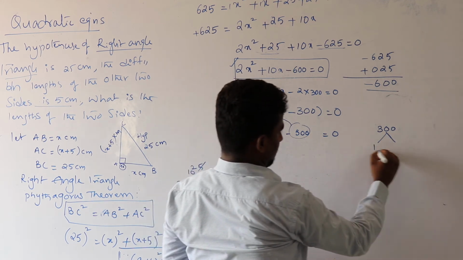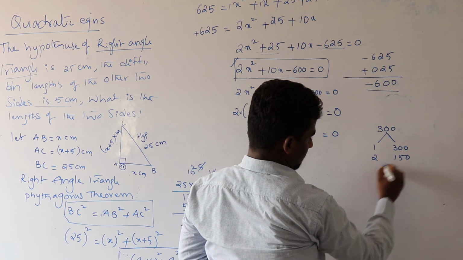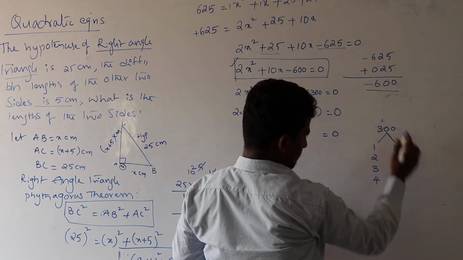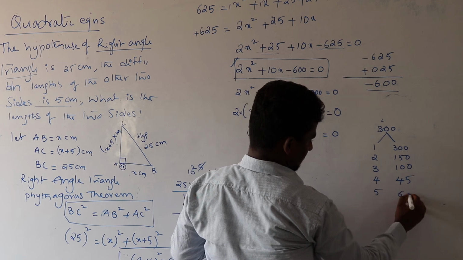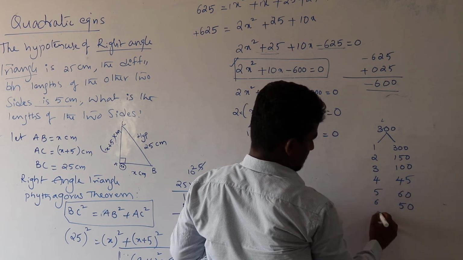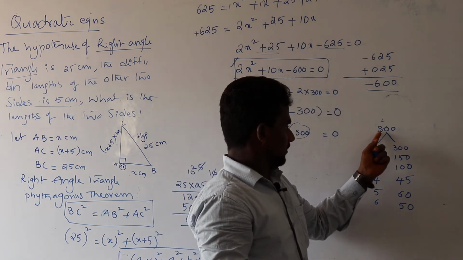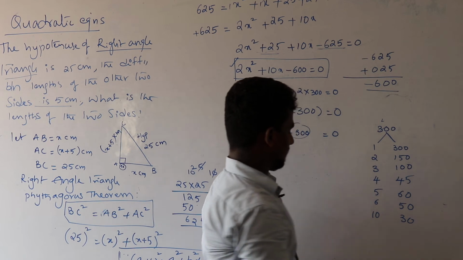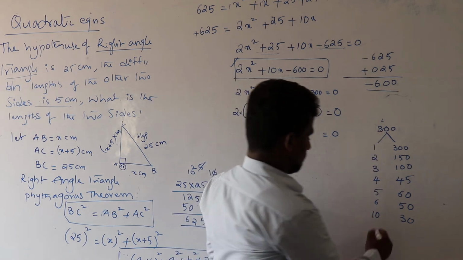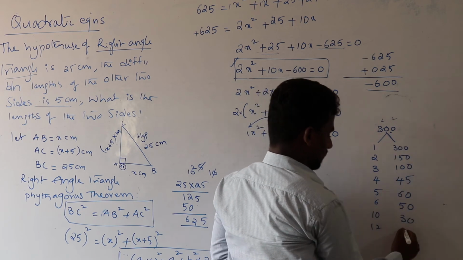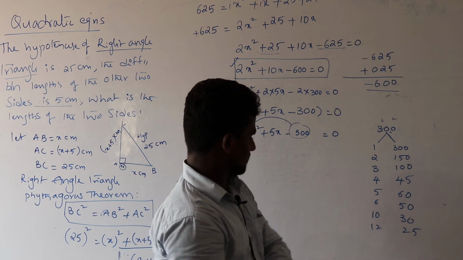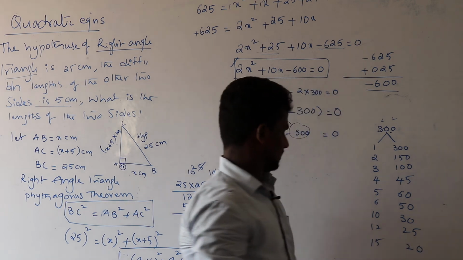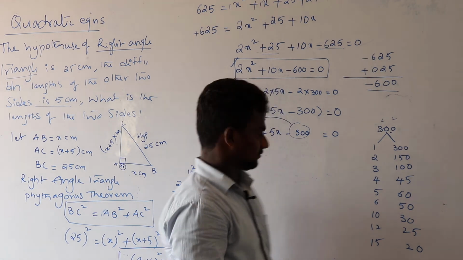Factors of 300: 1 into 300, 2 into 150, 3 into 100, 4 into 75, 5 into 60, 6 into 50, 7 is not divisible, 8 is not divisible, 9 is not divisible, 10 into 30 is 300, 11 is not divisible, 12 into 25 is 300, then 13, 14, 15, 15 into 20 is 300. Next 16, 17, 18, 19, like that we can write.